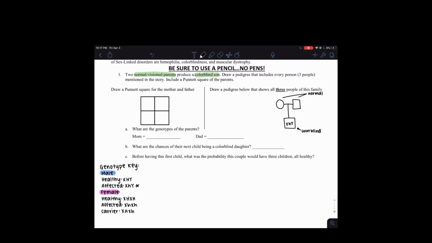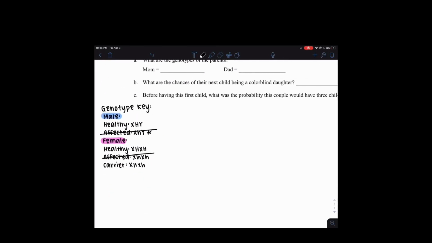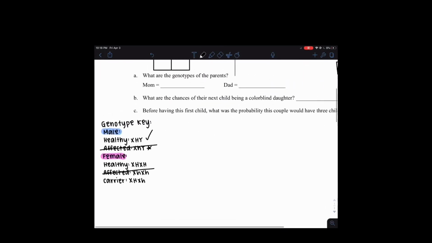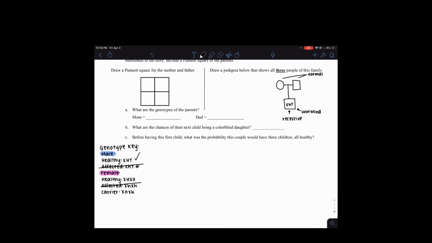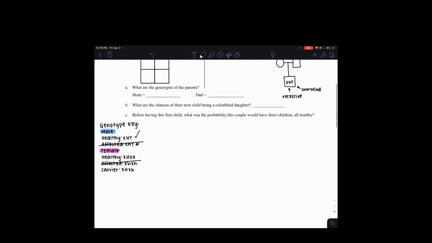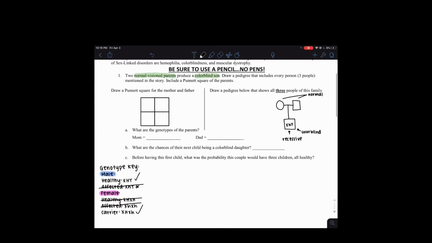Now we have to figure out what the genotypes of the parents are. Since we know that they are both normal visioned and unaffected, we can rule out the affected genotype. Since the father cannot be affected, he has to be healthy, so his genotype is automatically X capital H Y. Now looking at the mom, we have to figure out if she is a carrier or if she is healthy. Looking back at the son, we see that he has a recessive gene on the X chromosome. So the mother cannot be healthy, because if she was healthy, she wouldn't have the recessive gene. This means she has to be a carrier.